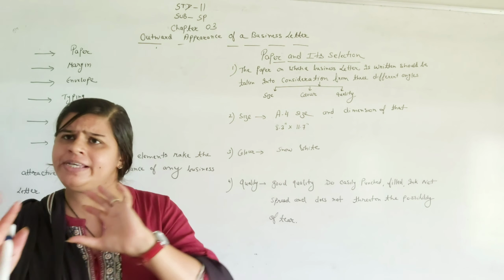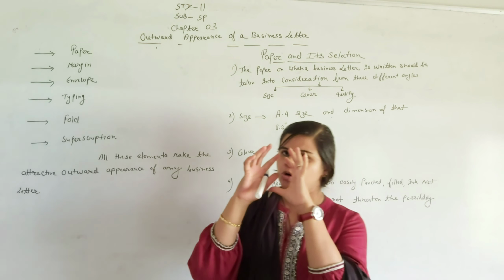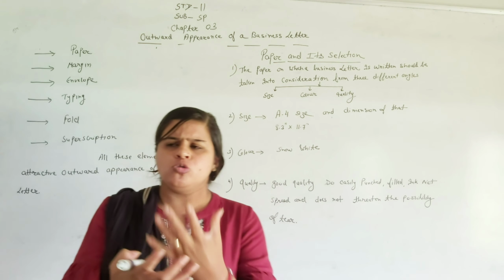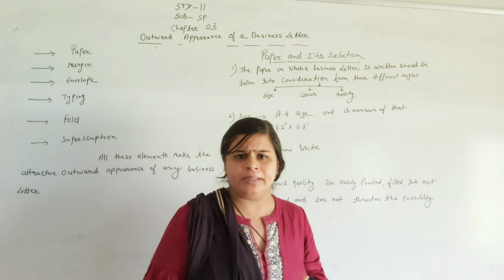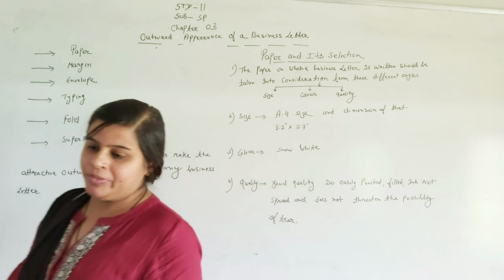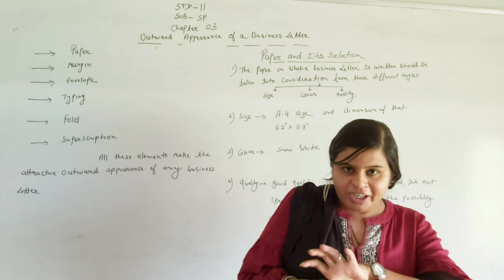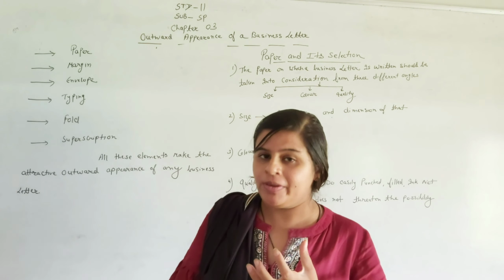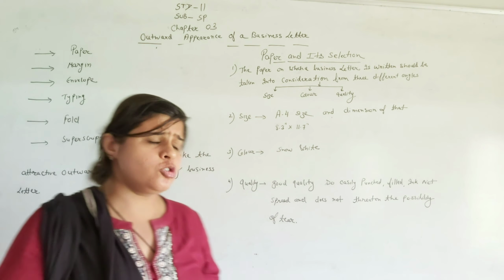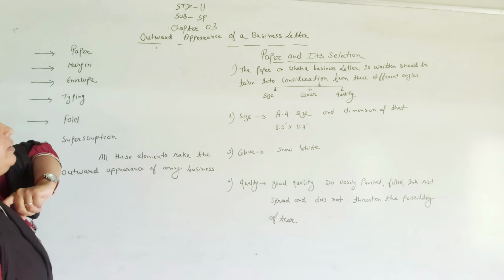Outward appearance should always be attractive. Whether we talk about an item or a letter, the outward appearance creates interest and develops the interest among the receiver. If letters are in a very attractive form, they definitely attract the receiver or the reader. So, the outward appearance of a business letter is the name of the chapter.